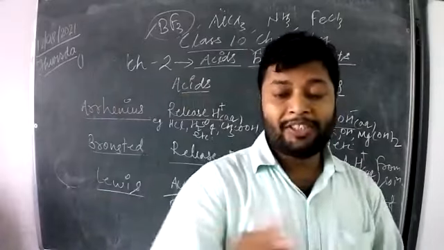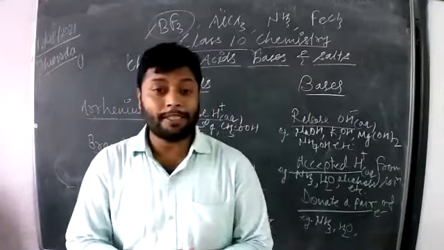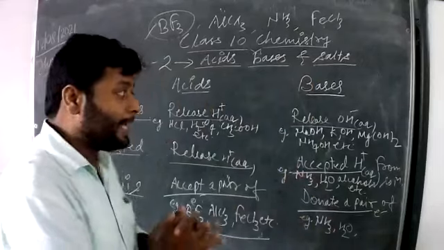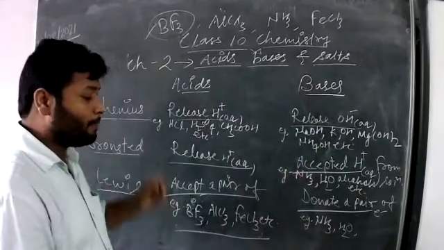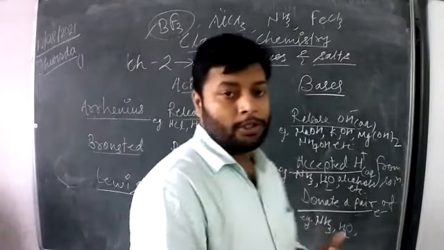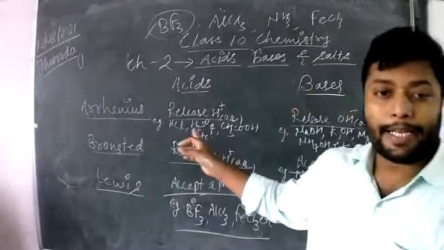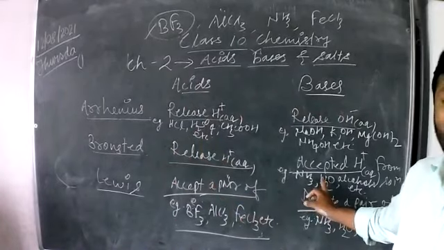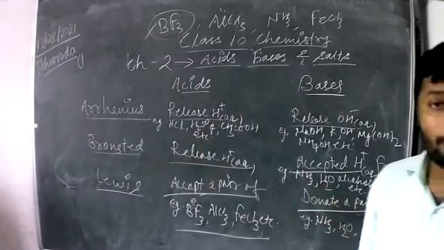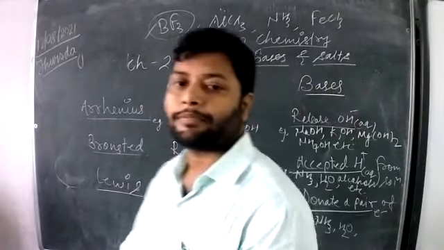So our chapter started from this topic, how we define acids and bases. Look at the board once more. So they are called Arrhenius acids. They are called Lewis acids. They are called Lewis base as well as Bronsted base.